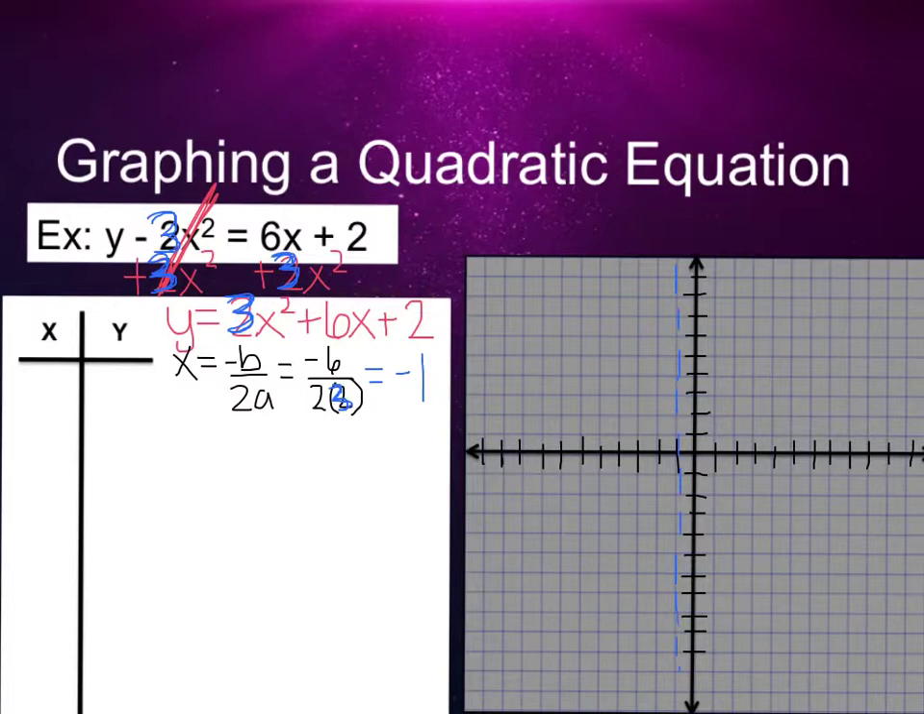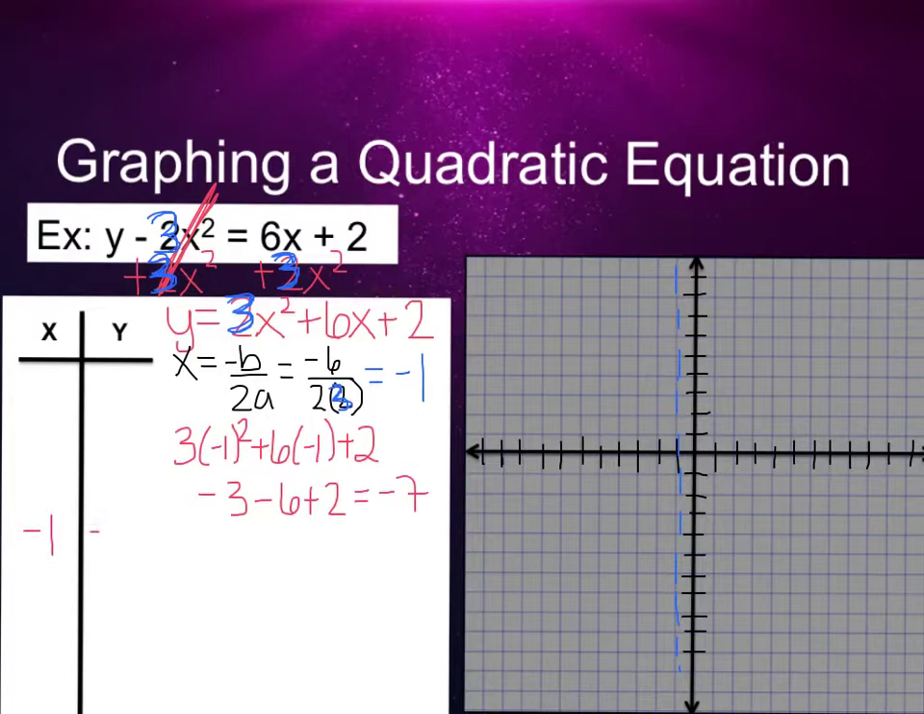And now we'll plug it back in to get our vertex. And we're going to have to plug the -1 in for x. So we get 3 multiplied by -1 squared plus 6 times -1 plus 2. And when we simplify, we get -3 minus 6 plus 2. And that is going to give us -3 minus 6 is -9 plus 2 is -7. When I say it out loud, it helps to double check my answer. So now my vertex is going to be the point -1, -7.